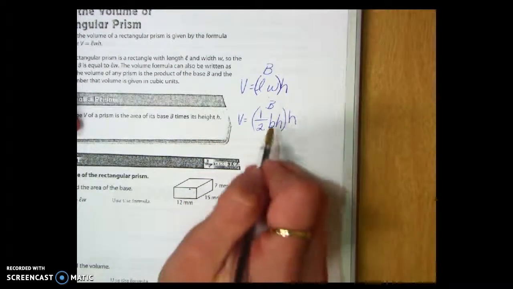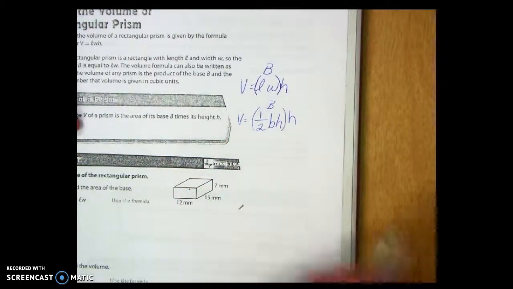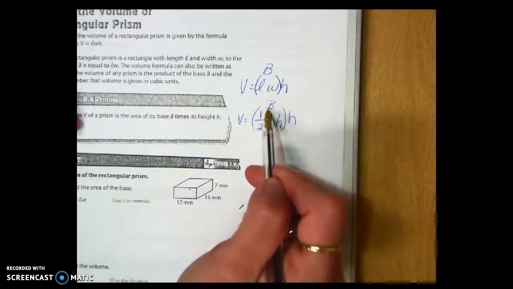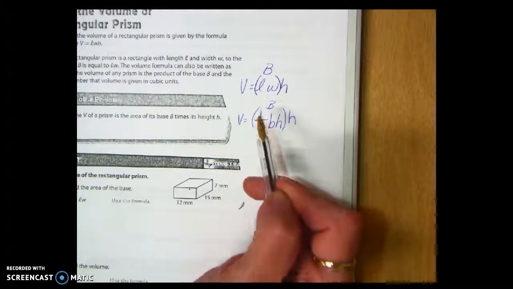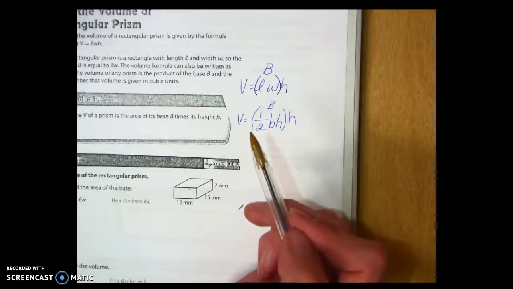So that capital B would be different than the capital B right here. So instead of putting both of these formulas on the math chart, they just put the capital B, and then you have to figure out what shape is the base and how do I find the area of it.